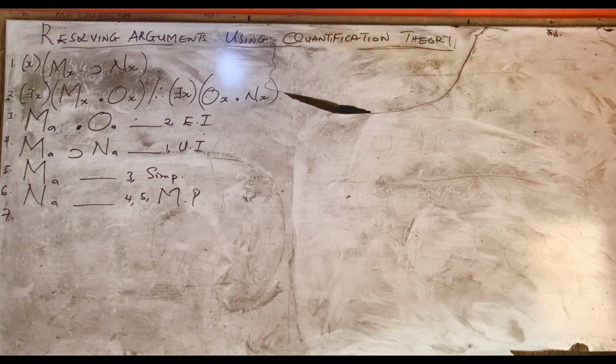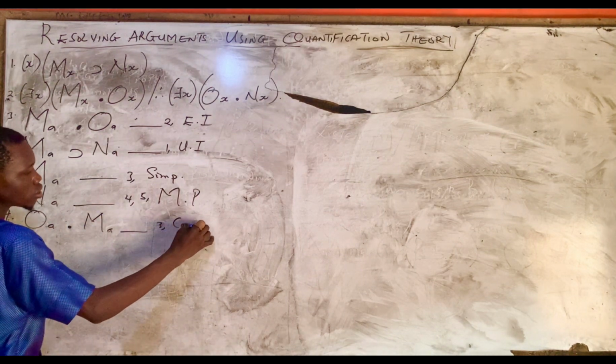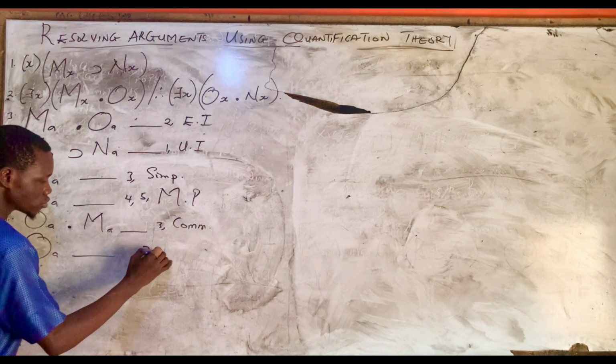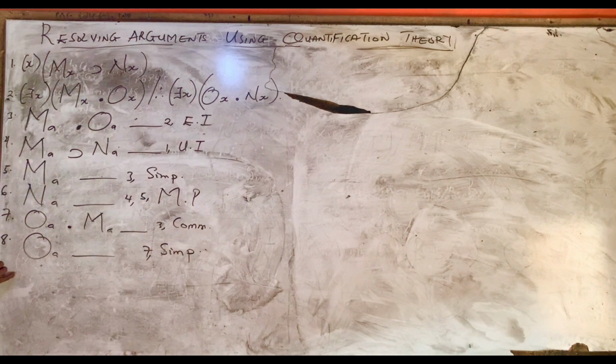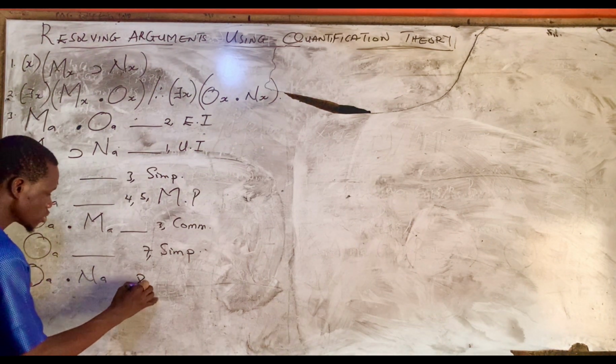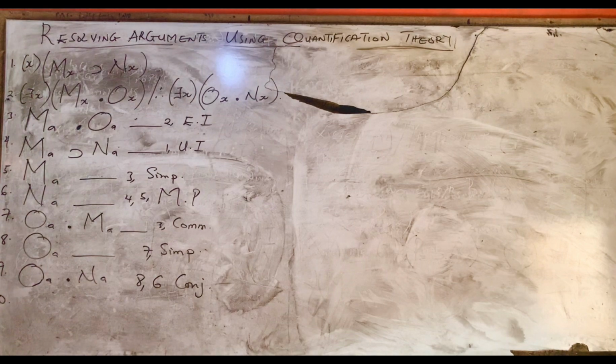Line 7, what are we looking for? Oa and Na. You commutate our line 3 by saying Na and Oa. That will be line 3, commutation. So 8, to simplify, Oa, 7, simplification. Now 9, you have the conjunction of Oa and Na. Oa and Na, that is 8 and 6, conjunction.